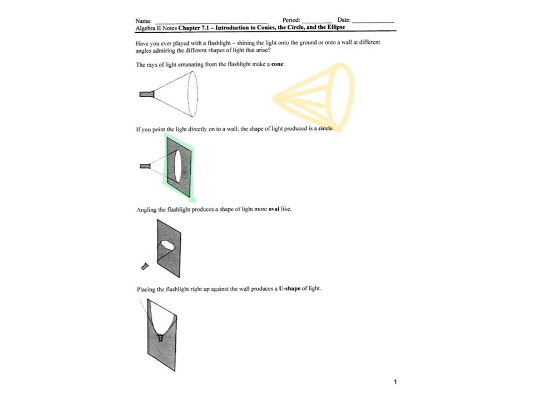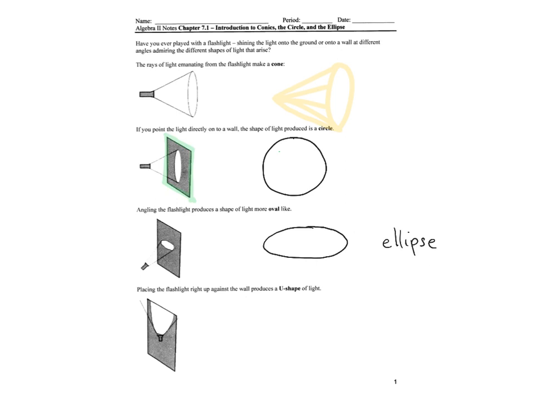So when we pointed straight at the wall, we ended up with a circle. If we tilted a little bit, if we tilt from side to side, the circle becomes a little bit stretched. We end up with what we call an ellipse. Not eclipse, ellipse. Don't call it an oval. An oval is more generic a term. We're going to use the precise term ellipse.